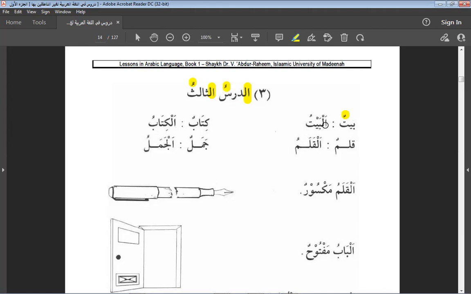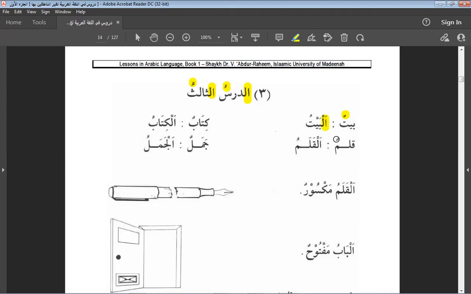Now, the definite article is the alif lam here. The moment we bring al, we take out the one dhamma, the indefinite article, which is the second vowel at the end, and it becomes al-baytu. The al means the house. So now we know which house we are talking about. The moment I say the house, it means we have a specific house in mind. So that is basically what the lesson is about.